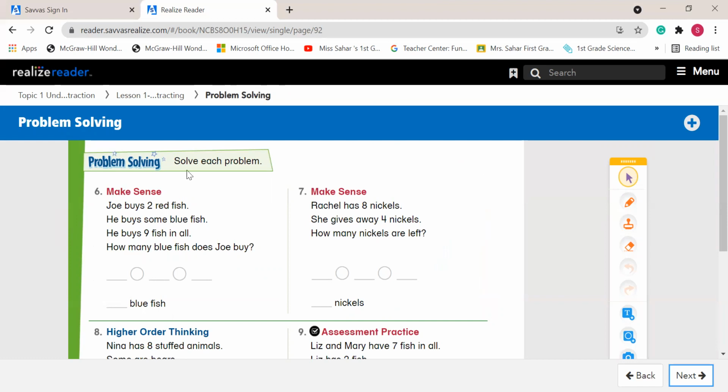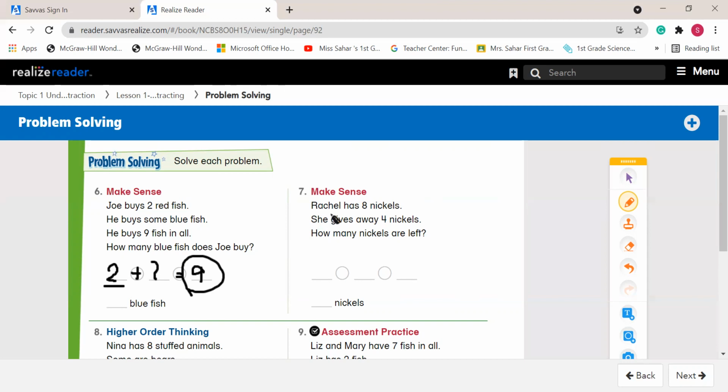Page 36. Solve each problem. Joe buys 2 red fish. He buys some blue fish. He buys 9 fish in all. How many blue fish does Joe have now? So remember, first he has 2. And then he bought more. And now his total is 9. So one addend, we know it's 2. The sum or the total, 9. He bought more, so plus. So now I'm looking for 2 plus something equals 9.